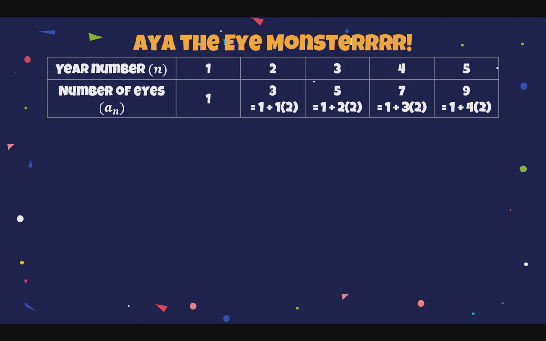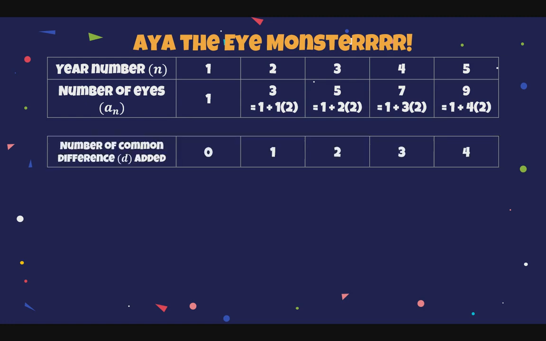So we have here the number of eyes and the number of years. The number of years will be n and the number of eyes will be a sub n, or the terms. So again, pag sinabi natin n, ito yung kung pang ilan yung isang term. And yung number of eyes, yung a sub n naman, ito mismo yung term.